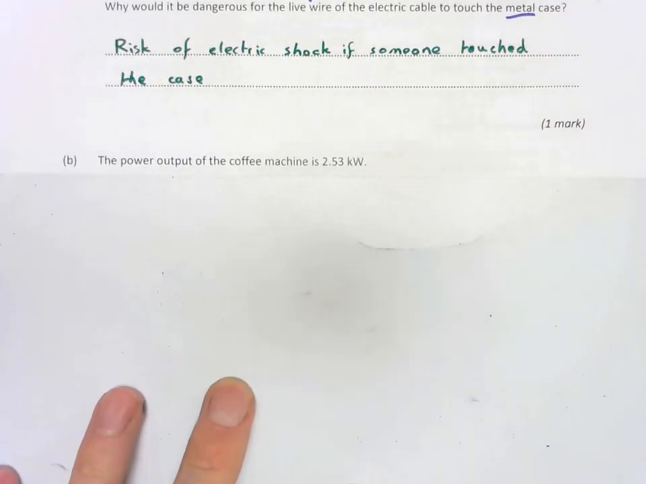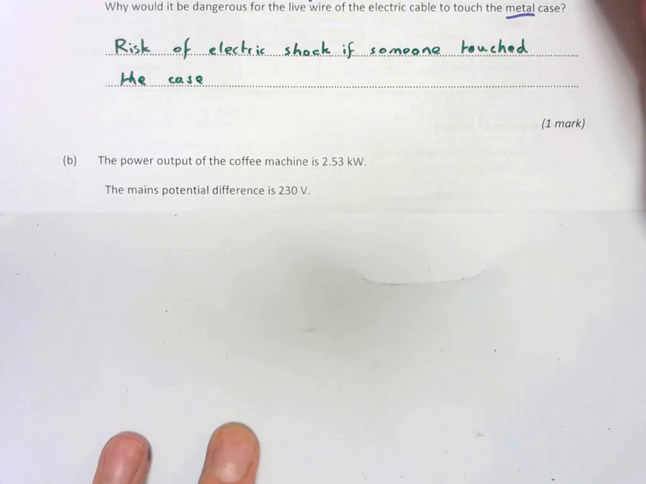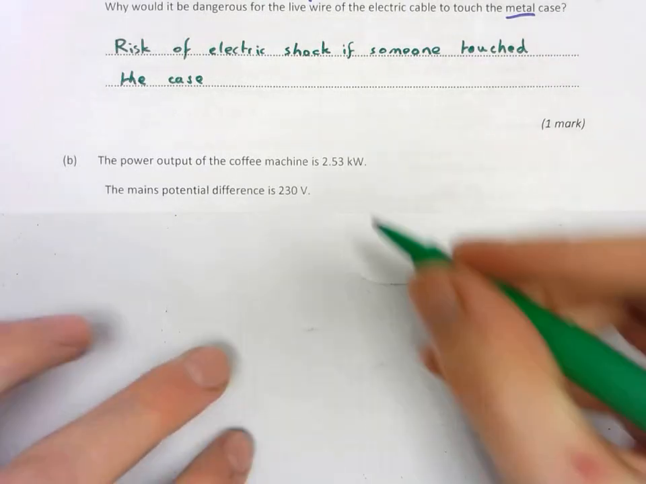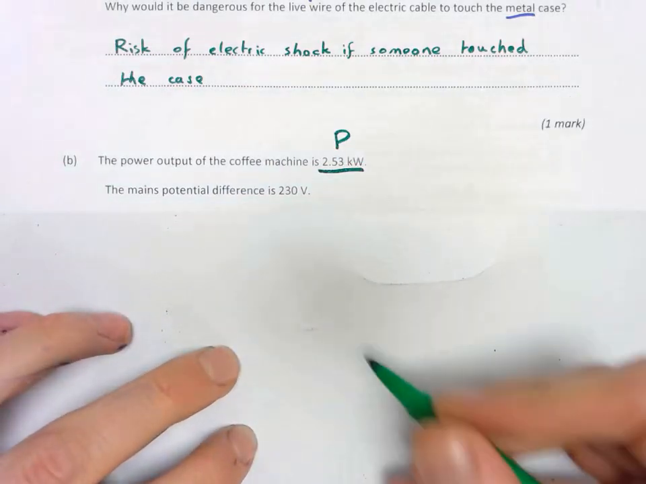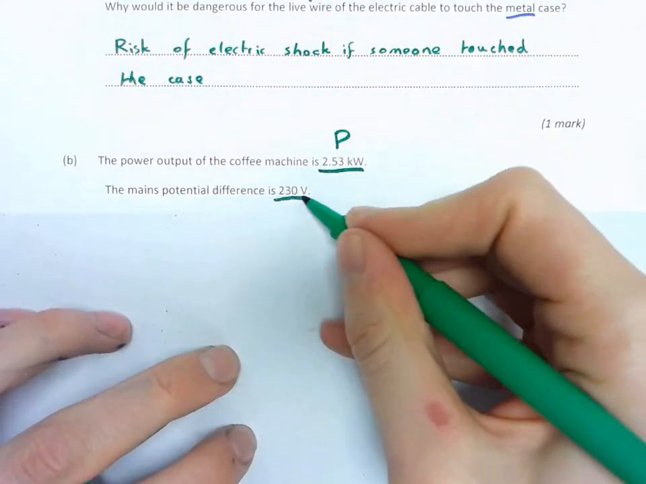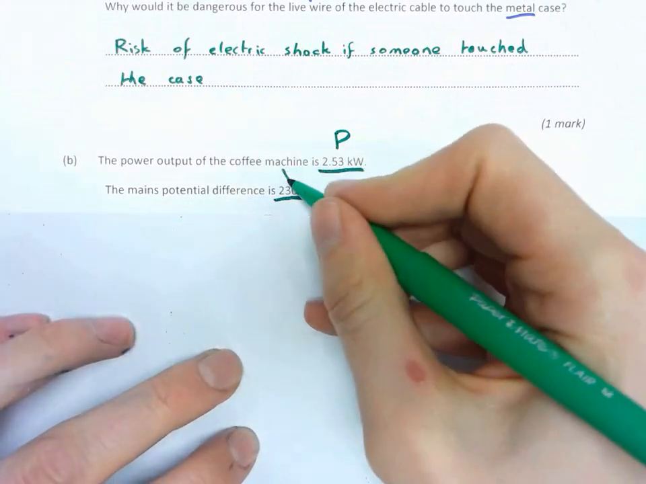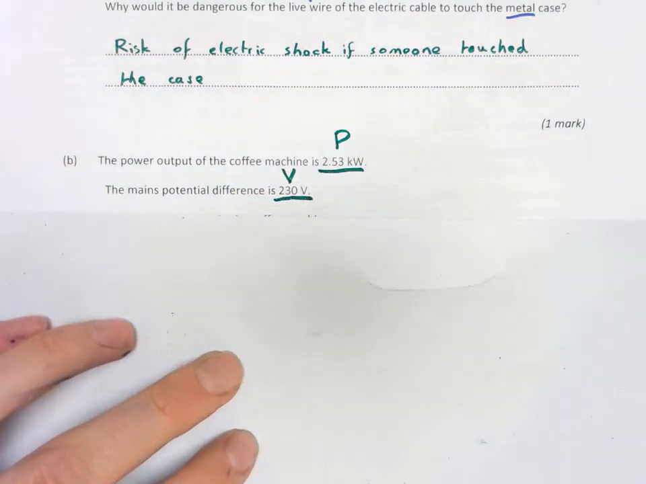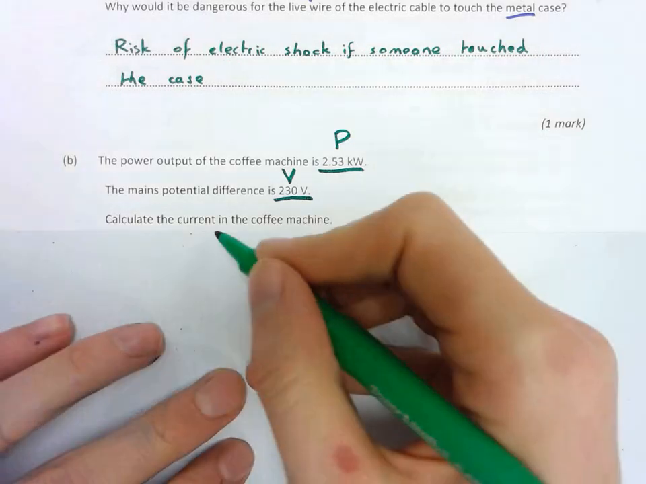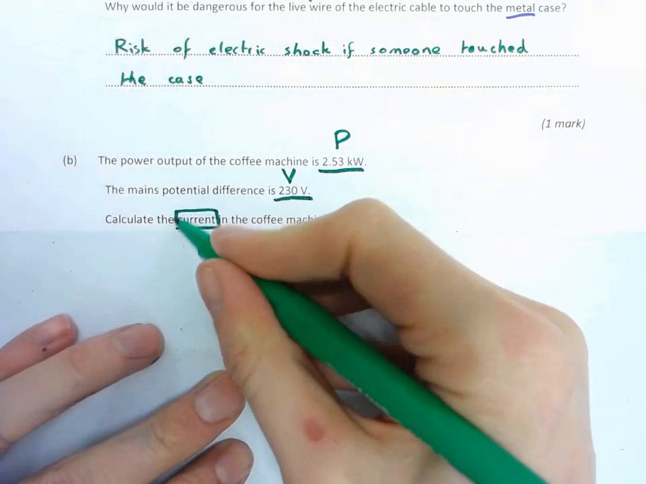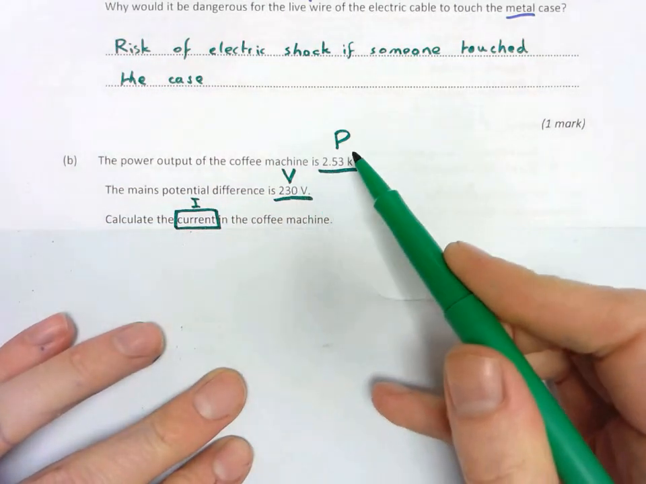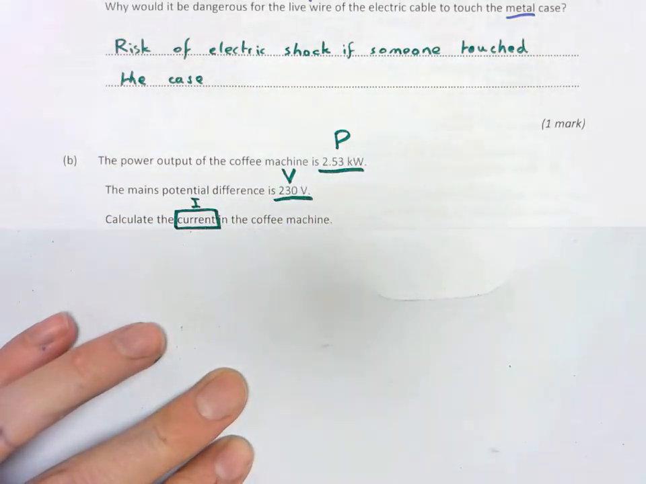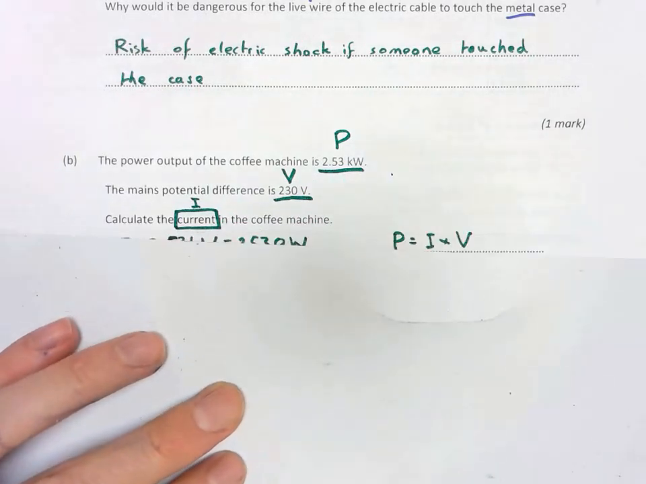Next question. The power output of the coffee machine is 2.53 kilowatts. So that means that P is 2.53 kilowatts. The mains potential difference is 230 volts, so V is 230 volts. Calculate the current in the coffee machine. So we need to think of a formula with P, V and I in it, and the formula that I can think of there is P equals I times V.